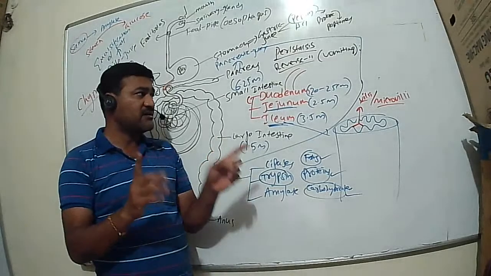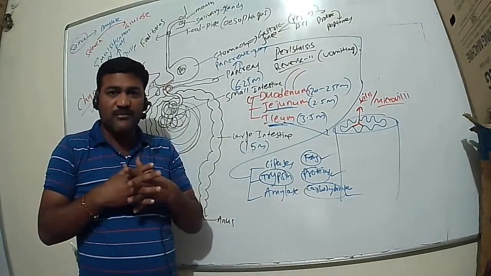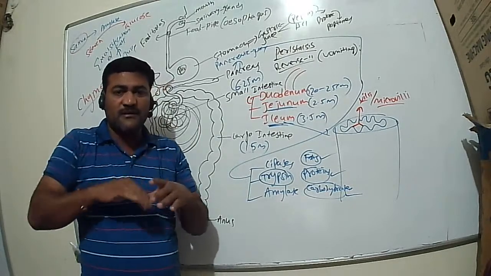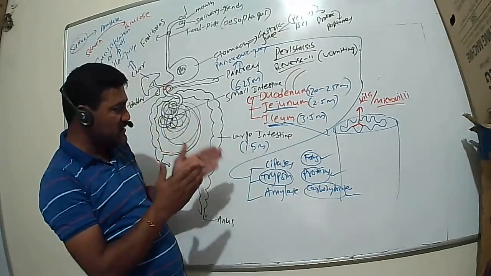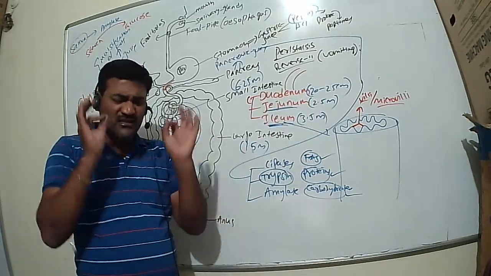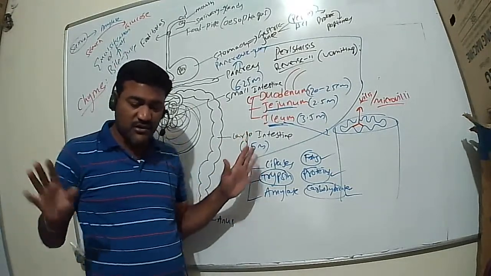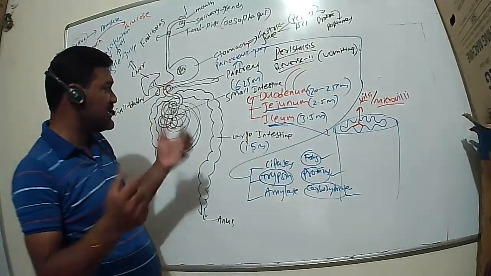So only one important point: villi and microvilli are the inward finger-like projections of the inner wall of the small intestine, especially the ileum and jejunum. And the function of villi and microvilli is only one simple point: to increase the surface area of the absorption of digested food.